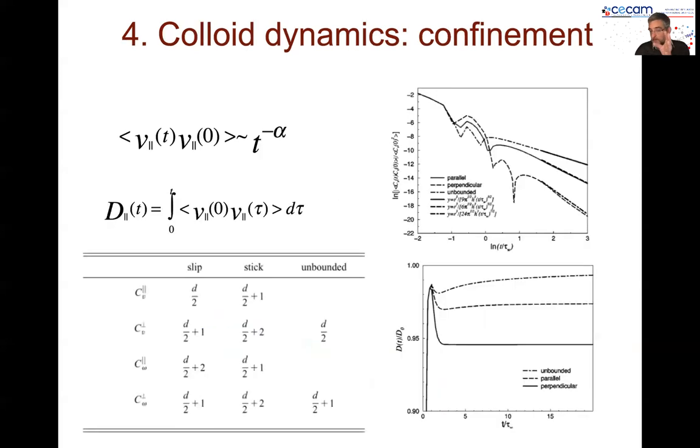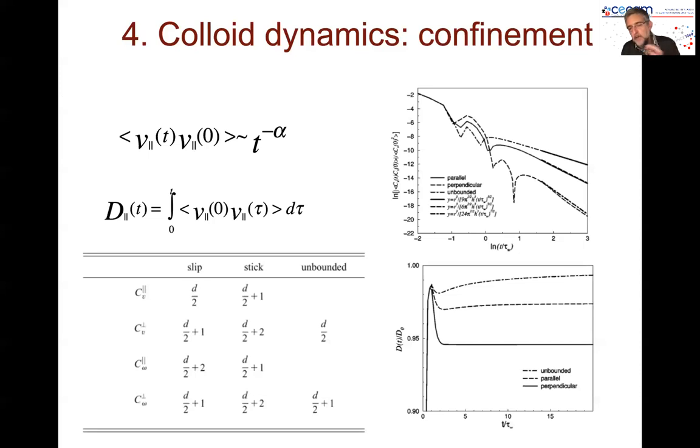Lattice Boltzmann is very powerful because it contains all this information naturally when you evolve the particles and the fluid. So you can compute these velocity autocorrelation functions and you can extend them. For example, you can now look at a particle in an infinite medium, but now you can put one wall and you can also change boundary conditions. I was talking about stick boundary conditions.